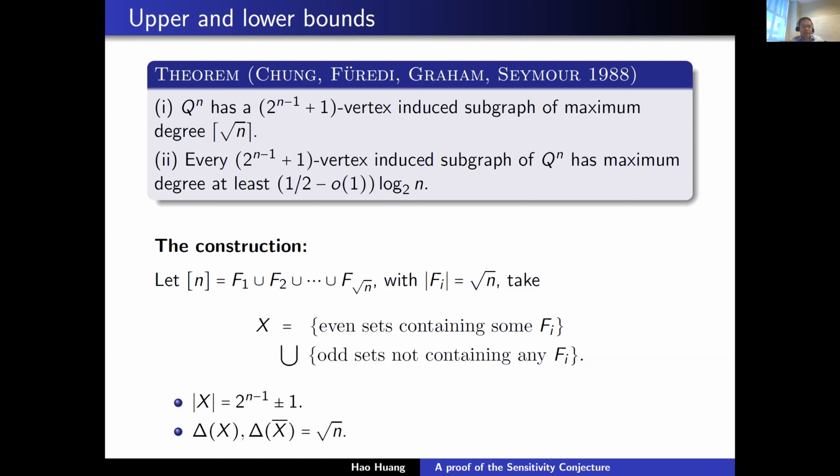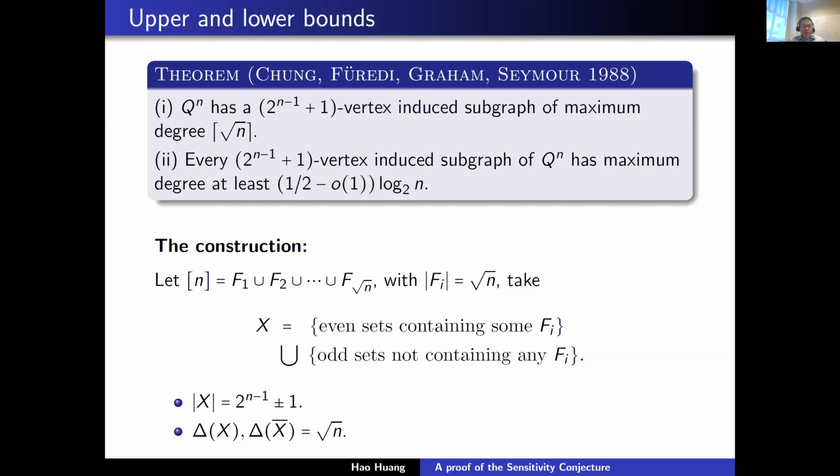So let me briefly explain the construction. For simplicity, let's just assume that n is a perfect square. Now let's partition the elements from 1 to n into square root of n subsets, each containing square root of n elements. Since I assume n is a perfect square, this is possible.